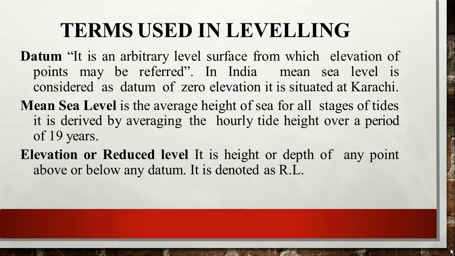Next terminology is datum. It is an arbitrary level surface from which elevations of points may be referred. In India, mean sea level is considered as the datum of zero elevation and it is situated at Karachi. The mean sea level is the average height of the sea for all stages of tides and it is derived by averaging the hourly tide height over a period of 19 years.